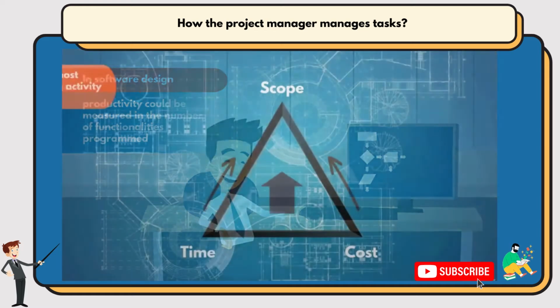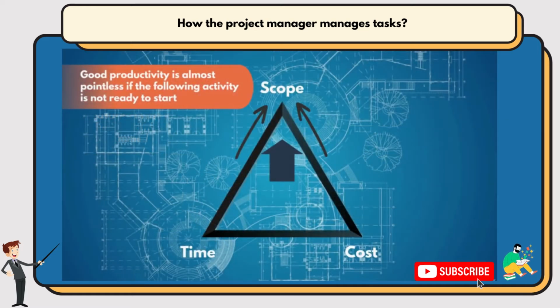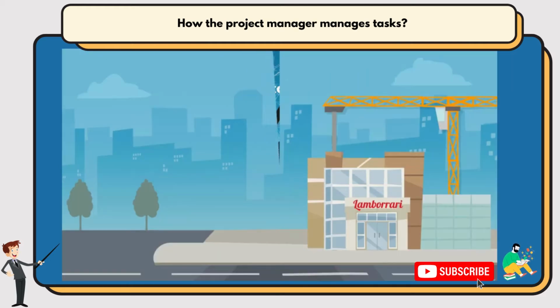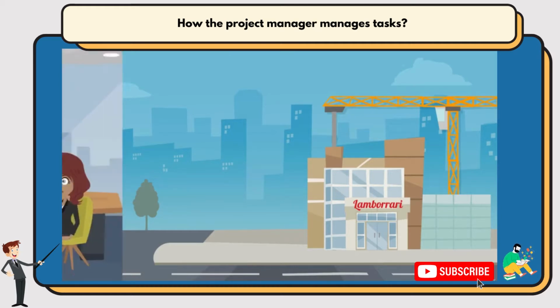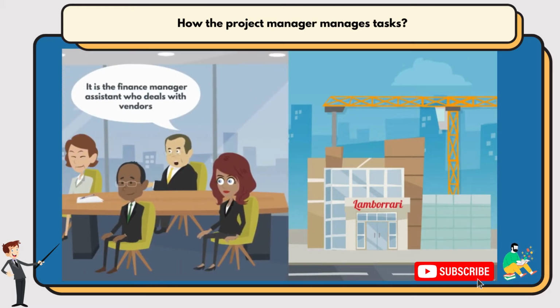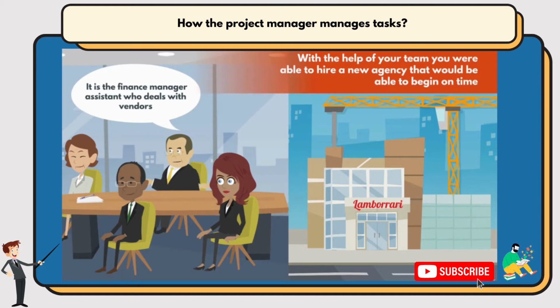However, good productivity is almost pointless if the following activity is not ready to start. As we saw with Lamborghini, the construction team were being very productive, but there were problems with the design agency. This means that the following task would not be ready to start. But with the help of your team, you are able to spring into action and hire a new agency that would be able to begin on time.